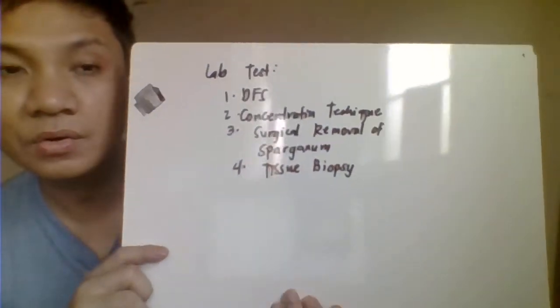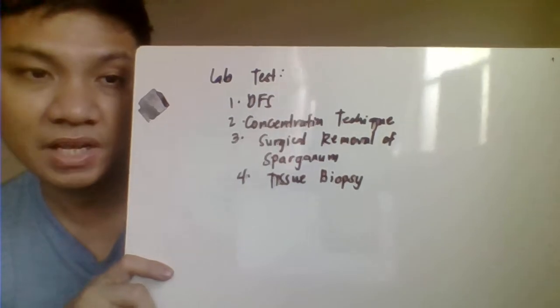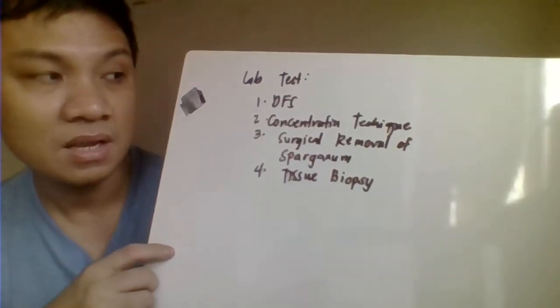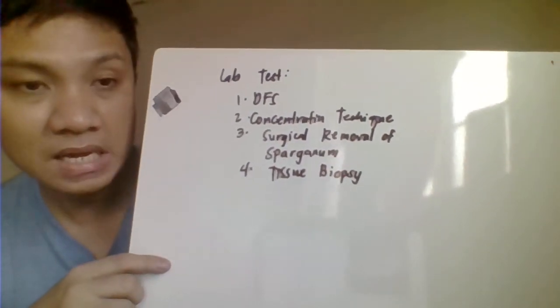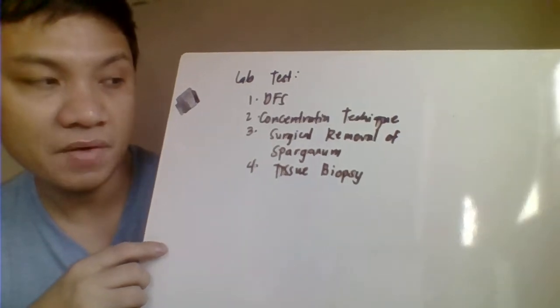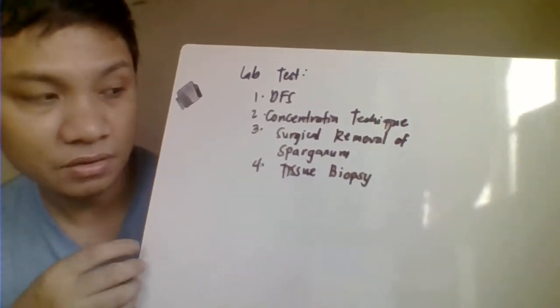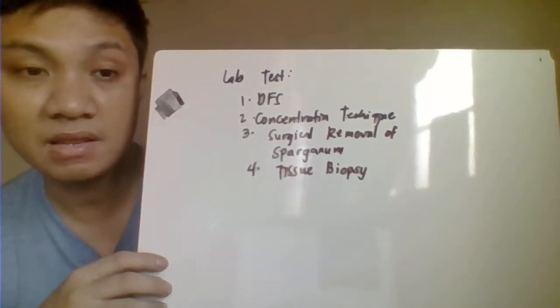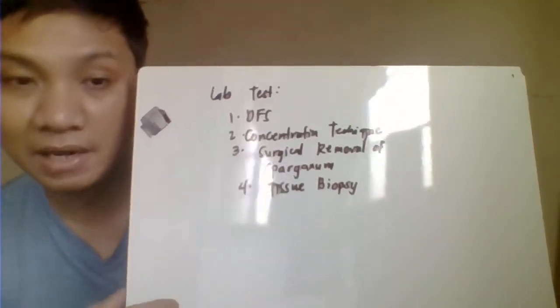For laboratory diagnosis, you could perform the DFS for identification of the ova in the stool of the patient. You could also perform concentration technique. You could also have your surgical removal of the larva and could also have tissue biopsy also for identification of the damage caused here by the larva.